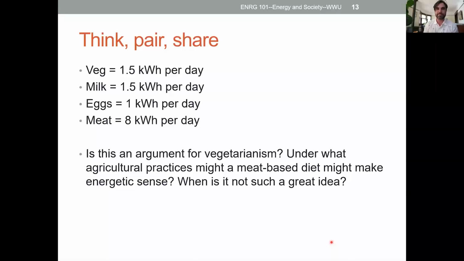And that's a loaded question. So maybe a better question would be, under what agricultural practices might a meat-based diet make more energetic sense, and when is it not such a good idea?